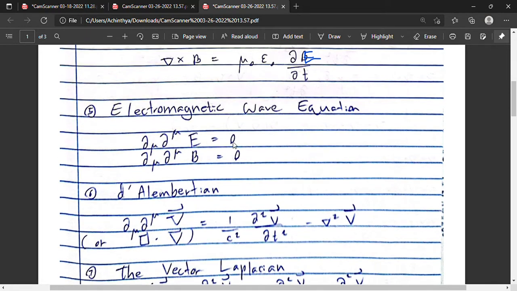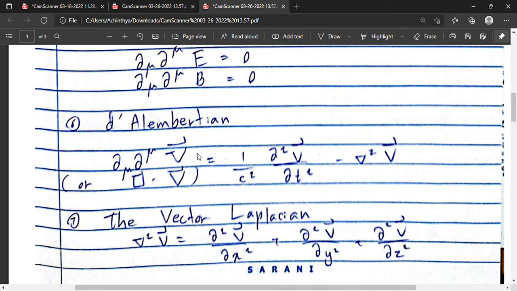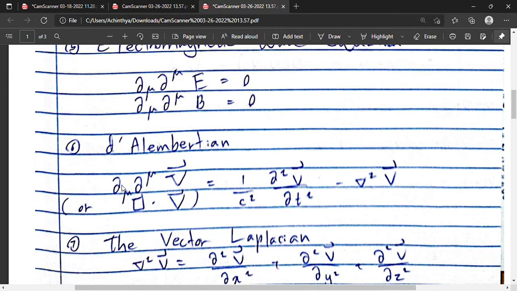Basically, the electromagnetic wave equations state that the D'Alembertians of the electric and magnetic fields of light is equal to zero. So basically, the D'Alembertian of a vector, or this operator, is represented as del sub mu, del sup mu, or represented as a box with a dot.